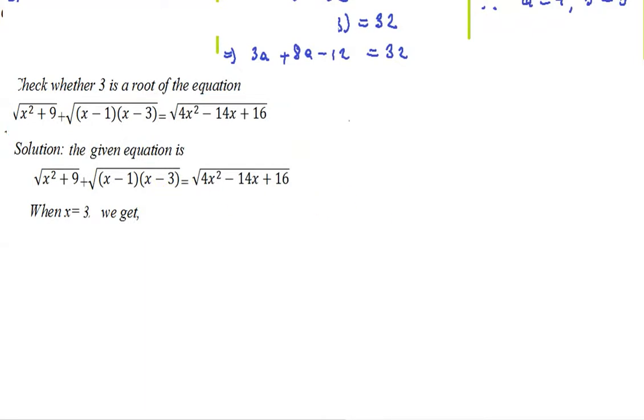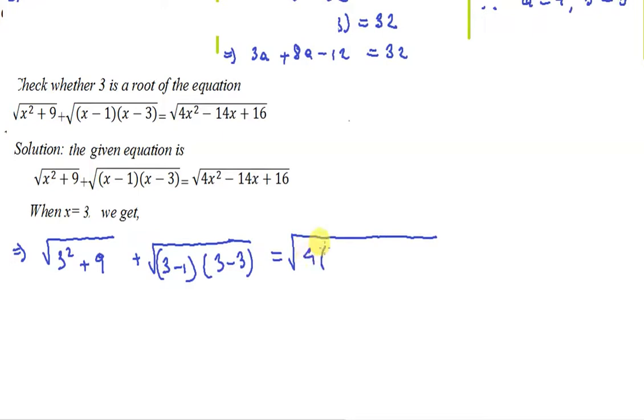We check the value when x is equal to 3. If 3 is a root, then when x is equal to 3 we get the left hand side: 3 square plus 9 plus square root of 3 minus 1 into 3 minus 3, which is equal to root over 4 times 3 square minus 14 into 3 plus 16.